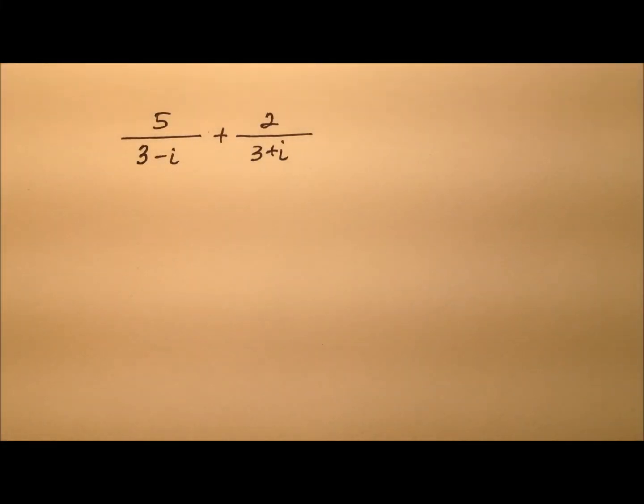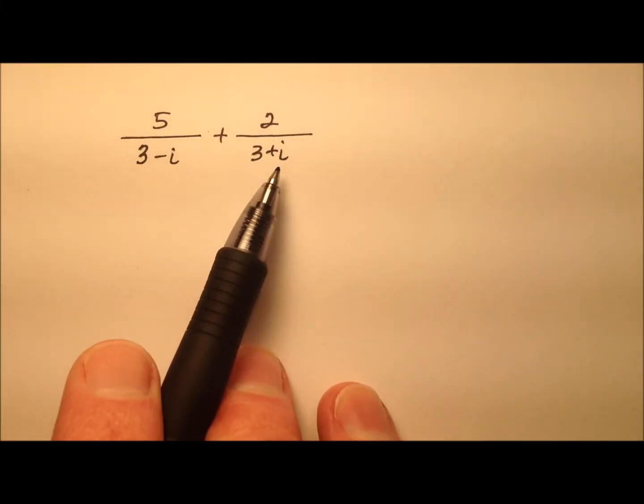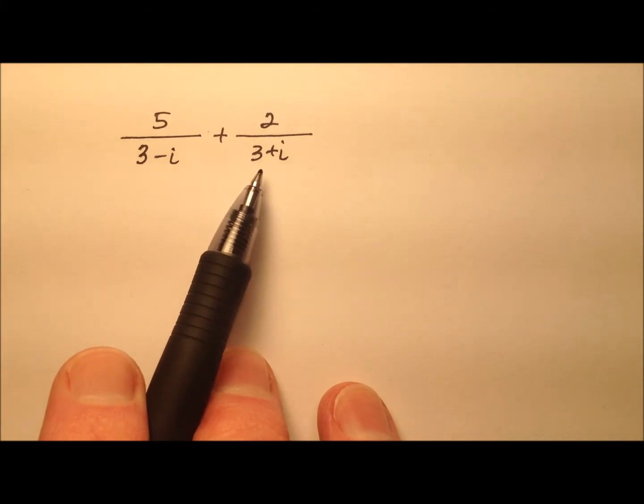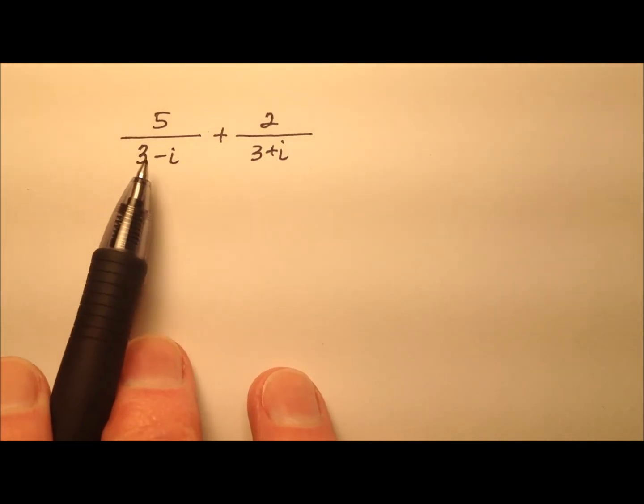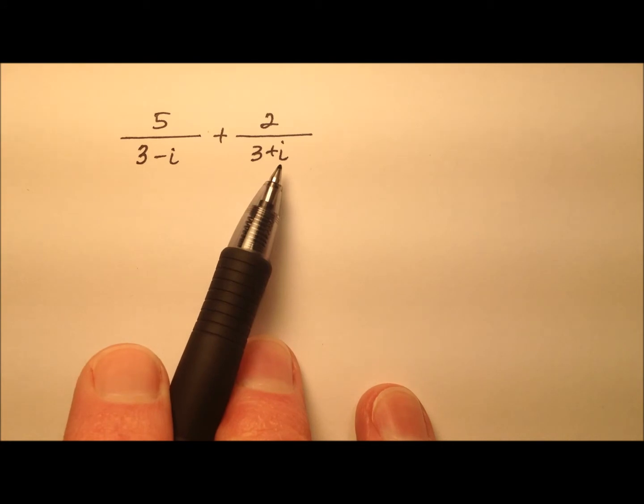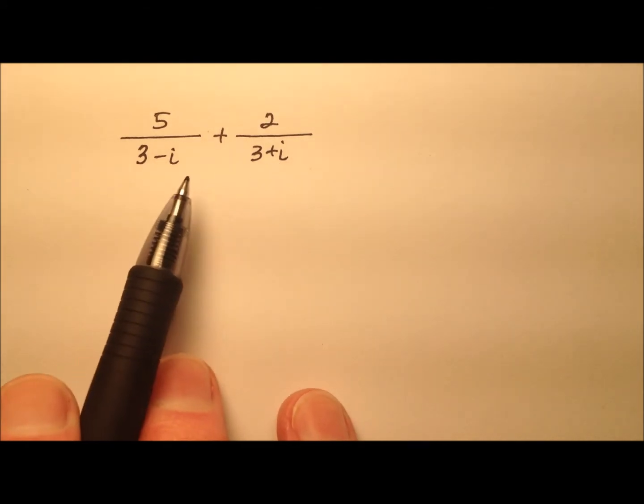In this example, we're going to add these two fractions. Notice, however, that in the denominators we have complex numbers. The process we use for adding these fractions will be exactly the same as before. It's just that now we're going to be using complex numbers instead of whole numbers.